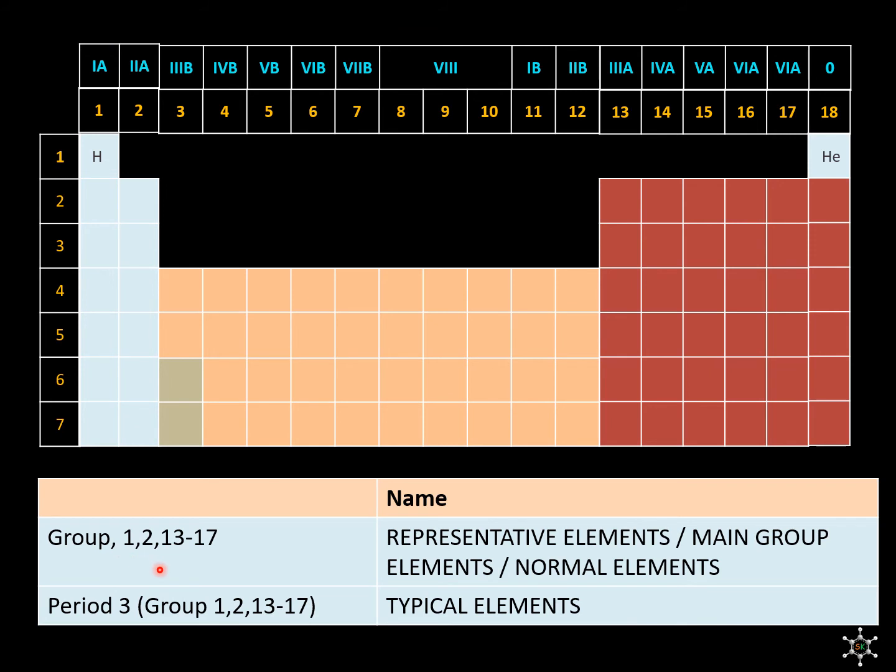Group 1 and 2, and 13 to 17 elements are called representative elements, main group elements, or normal elements. If we look in the periodic table, all alkali metals, alkaline earth metals, and the boron family to the halogen family elements are called normal elements, main group elements, or representative elements. Period 3, Group 1 and 2, and 13 to 17 elements are called typical elements. If we look in the periodic table, sodium, magnesium, aluminium, silicon, phosphorus, sulfur, and chlorine are called typical elements.